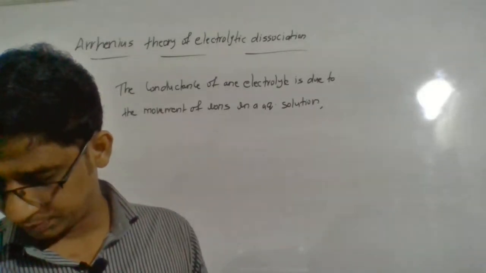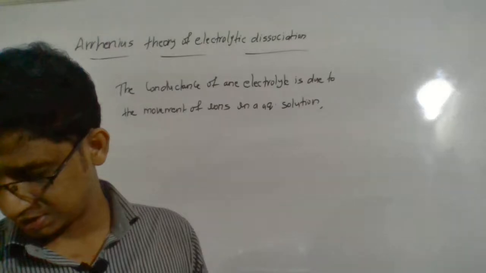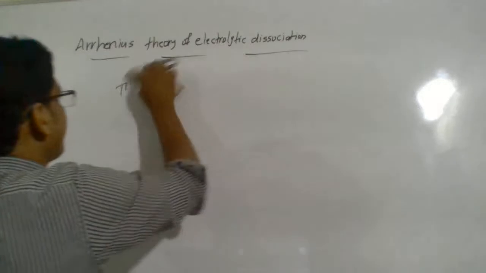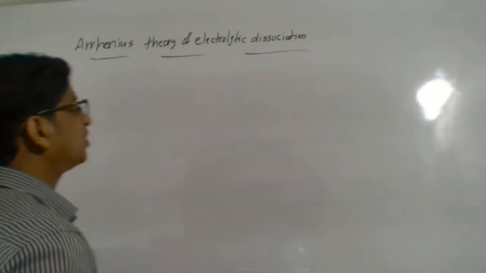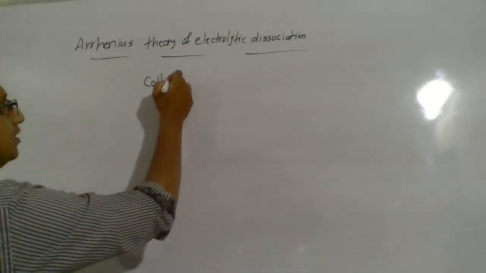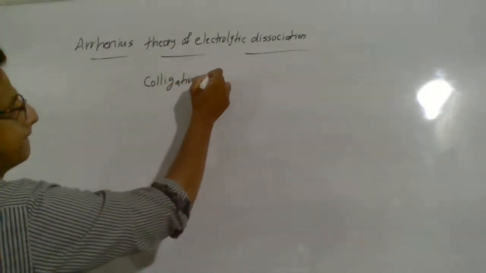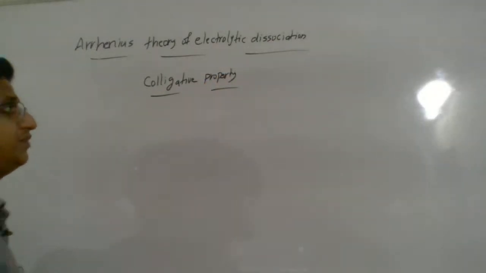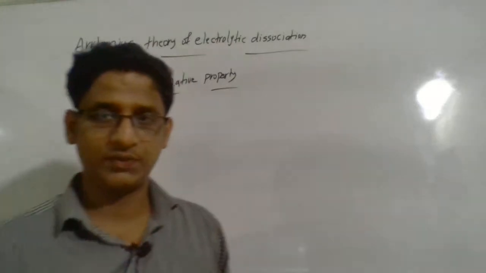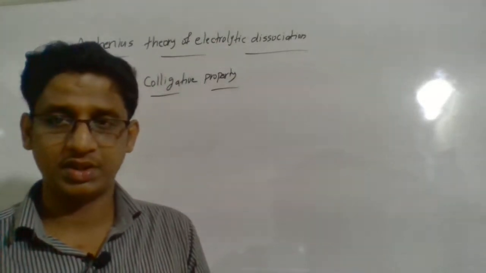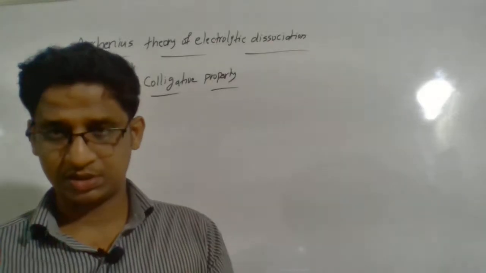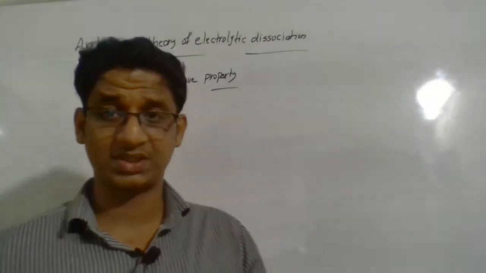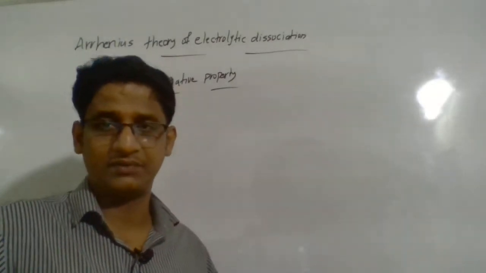Next, with respect to the colligative property, the ion acts in the same manner as an unionized molecule. Now, colligative property is something that we study in the solution chapter. This is the property which depends on the number of moles of solute. For example, elevation of boiling point, depression in freezing point, lowering of vapor pressure, osmotic pressure. These are the colligative properties that we are talking about.